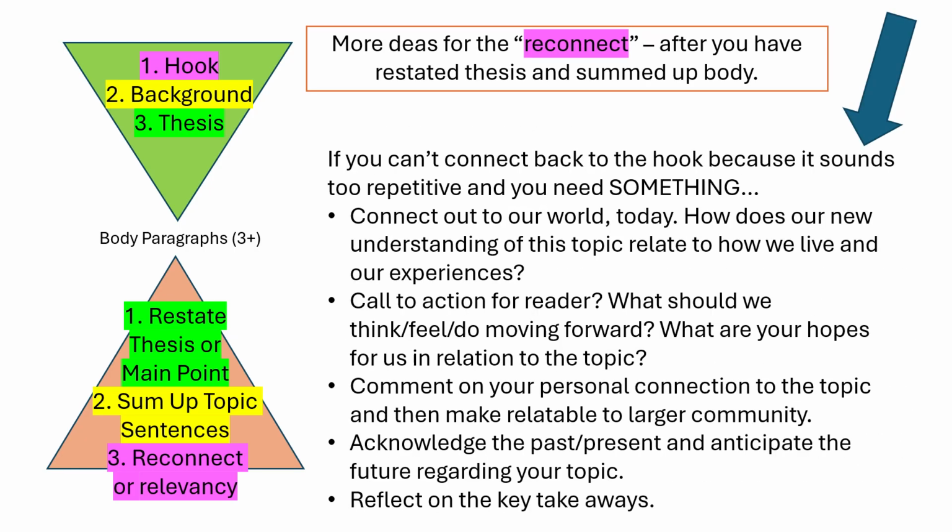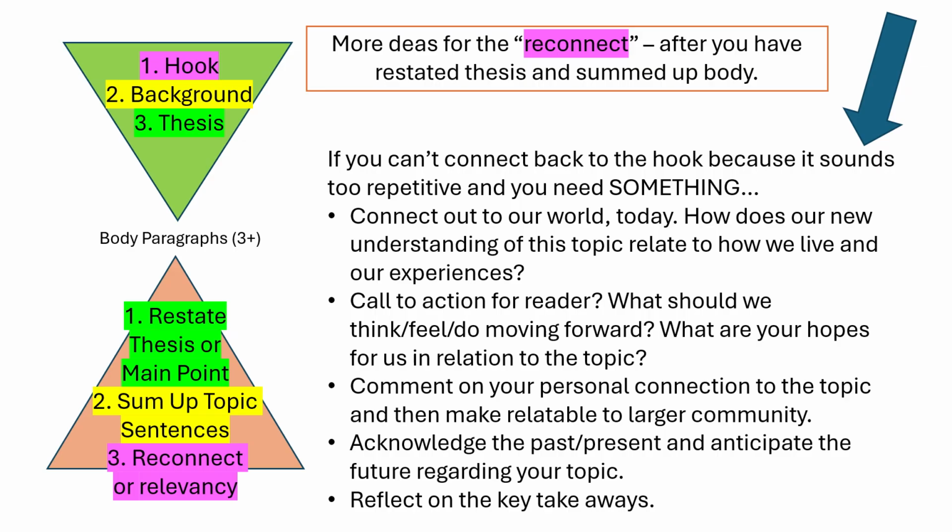All right, let's say you look at your attention getter hook and you're like, I cannot find a way to talk about that again and not sound like I'm repeating myself or have something interesting to say. Well, you need something. So here are some ideas if you can't think of anything else to close out your paper with. One, you could connect to our world today. How does our new understanding of this topic through this story that you've analyzed or poem you analyzed or whatever it was, how does it relate to how we live in our experiences as human beings? Because we're all going through this life together and we all have common experiences, right? So connect it to us somehow, to the human experience.